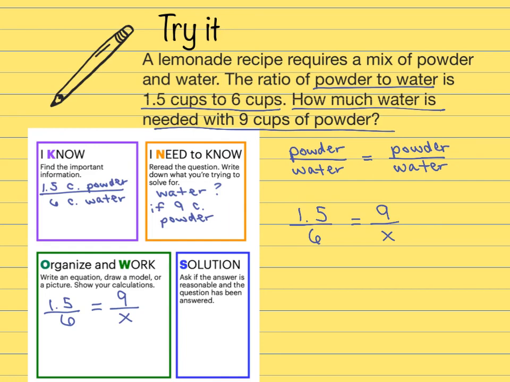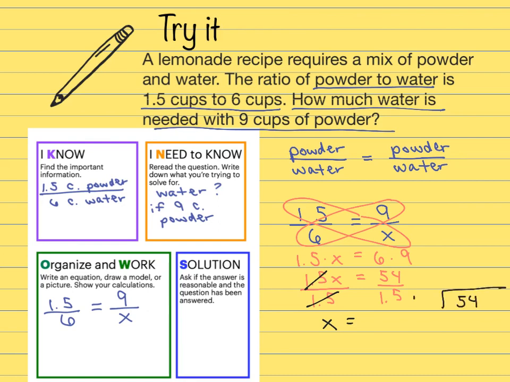Now we can use our cross multiplication. 1.5 times x is equal to 6 times 9. Next, we multiply. 1.5 times x we can simplify and write 1.5x equals 6 times 9, 54. Our last step is to divide by 1.5 and divide by 1.5. 1.5 divided by 1.5 equals 1x. 54 divided by 1.5.